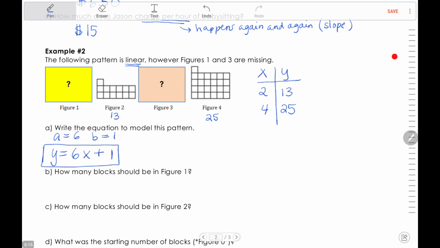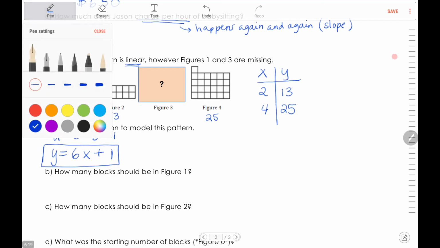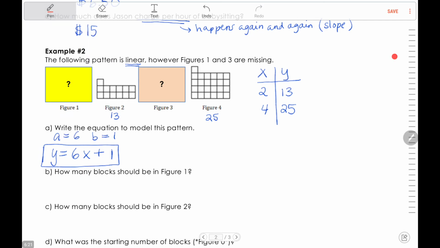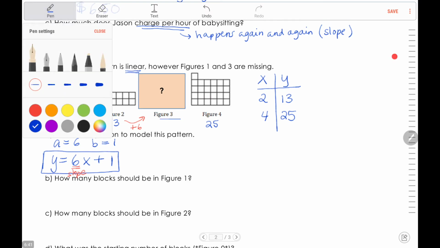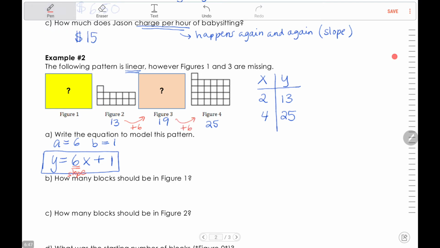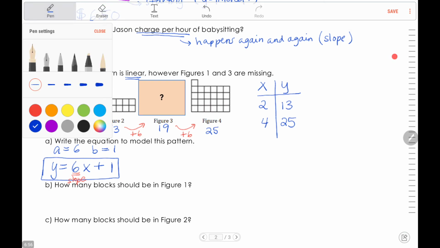So part B says, how many blocks should be in figure 1? Well, let's think about this a little bit more. 6 here is our slope, which means that our blocks are counting by 6. So if I'm counting by 6, figure 2 to figure 3, plus 6 would get us 19, and then plus 6 more, just to double check, is indeed 25. So if I want to backtrack to figure 1, I need to subtract 6. 13 minus 6 leaves us with 7.